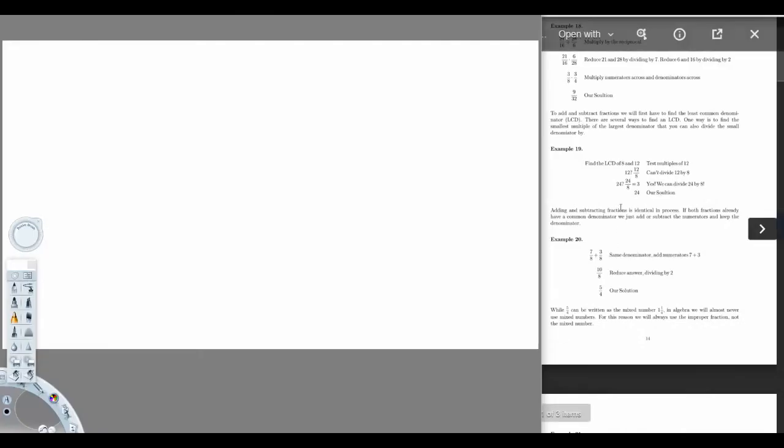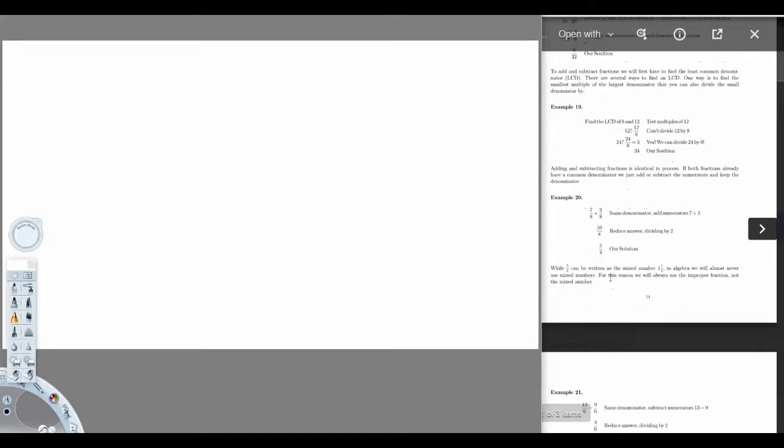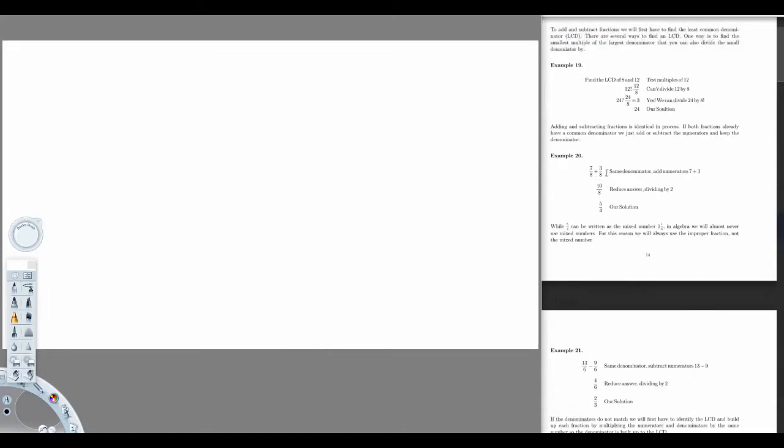So now, we did example 19. Adding and subtracting fractions is identical in process. Both fractions already have a common denominator. We just have to add or subtract the numerators and keep the denominator. So example 20, they go easy on us. 7 over 8 plus 3 over 8.